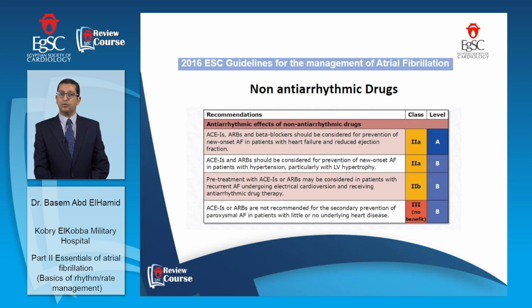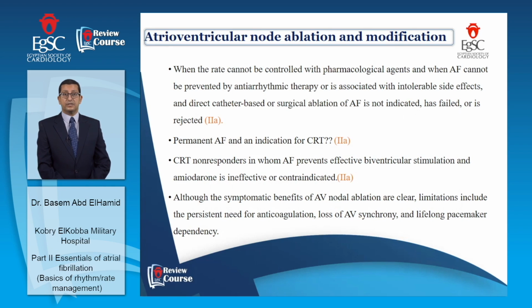Pre-treatment with ACE inhibitors or ARBs may be considered in patients with recurrent AF undergoing electrical cardioversion and receiving antiarrhythmic drug therapy (Class 2B). ACE inhibitors or ARBs are not recommended for secondary prevention of paroxysmal AF in patients with little or no underlying heart disease. We finished the pharmacological treatment for rate control.